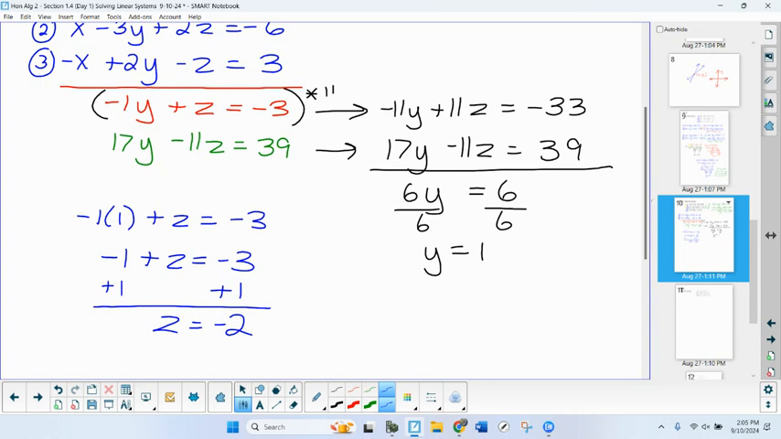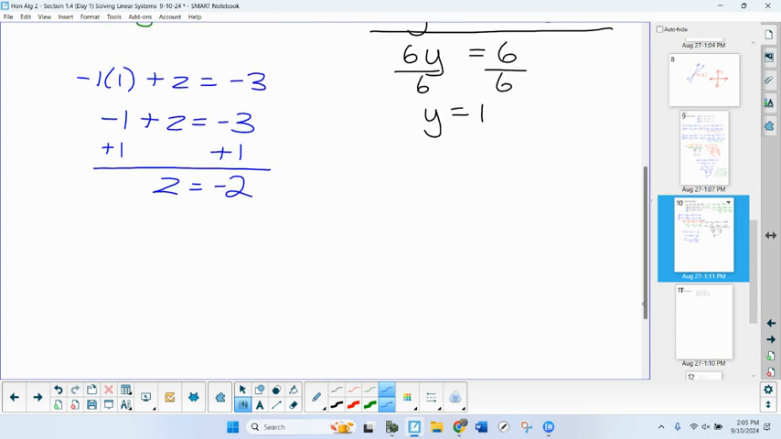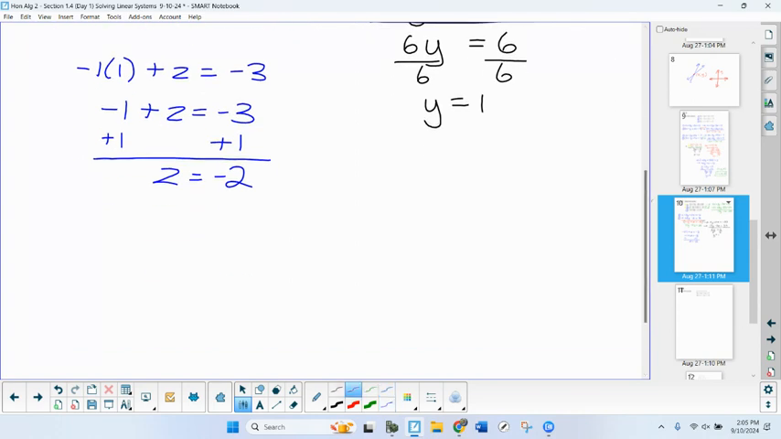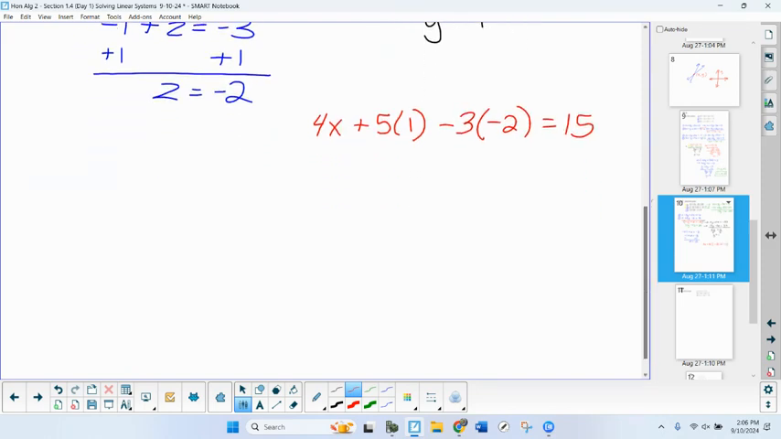And then how do I find the last one? Your call, Skylar. Which equation, 1, 2, or 3, do you want to use for x? The first equation. So 4x plus 5 times y minus 3 times z equals 15. I know most of you probably wouldn't have picked her equation, but that's okay. Skylar, what's 5 times 1? 5. And what's this give me? Positive 6.